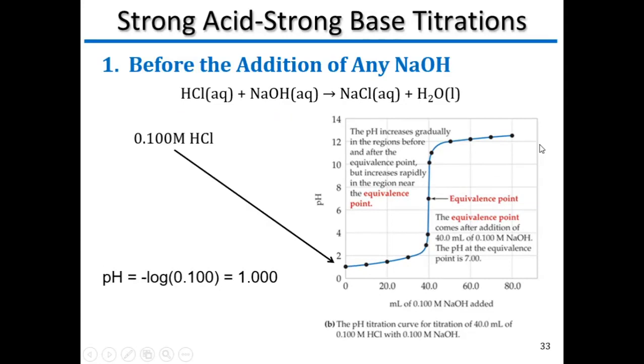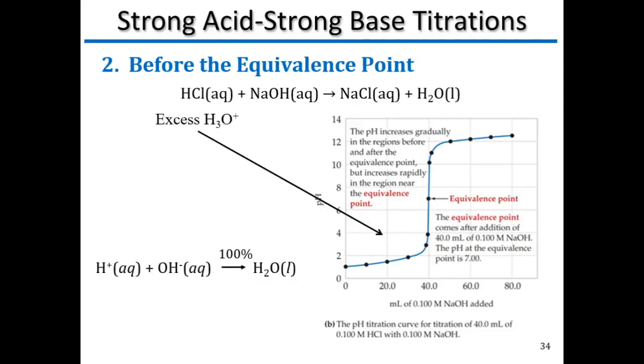Okay, so let's kind of walk through this a little bit. So before the addition of any of the base, so before we add any base to the solution, our pH here is going to be close to 1, and that's because we only have HCl in solution. So we don't have any of our OH minus coming from our hydroxide in solution yet. So we only have HCl, and it's in relatively a high amount, so 0.1 molar. Okay, so we're going to have a low pH. So we're going to have lots of H3O plus around.